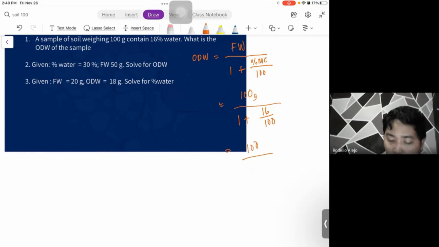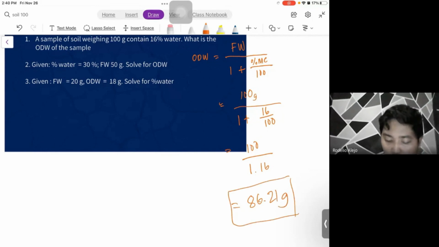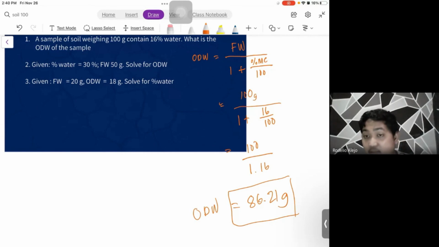100 divided by 1.16. Kasi 1 plus 0.16 is equal to 1.16. So, 100 divided by 1.16 is equal to 86.21 grams. Ito yung oven dry weight natin. Okay? Syempre, dapat mas mababa yung oven dry weight kaysa sa fresh weight na 100 grams. Okay? Let's check our answer.